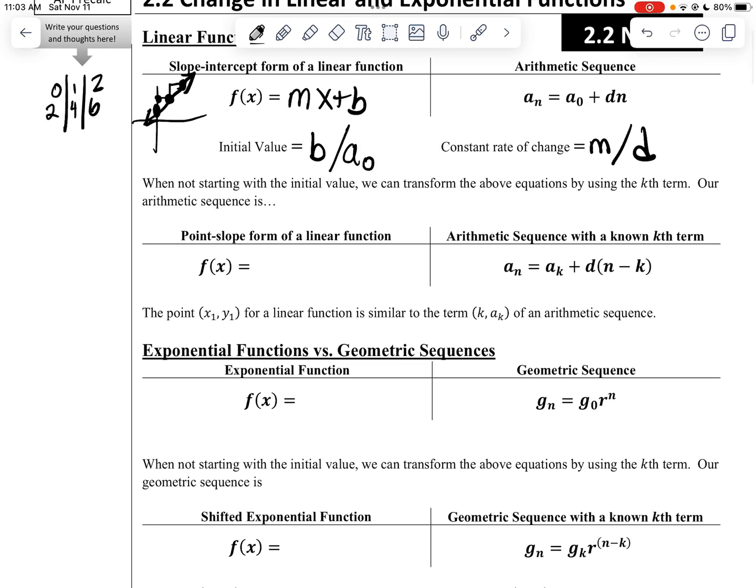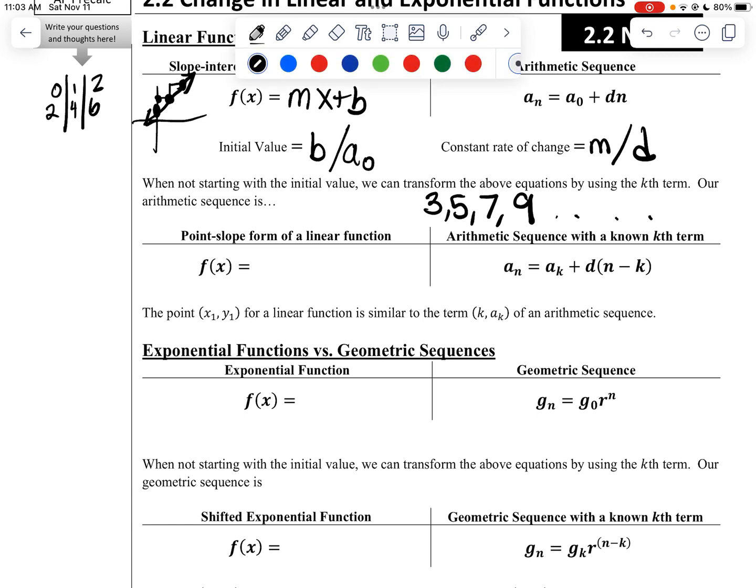So let me write a sequence here to remind us. Let's say we had 3, 5, 7, 9. If we were writing it before with our 0 term, we would go back and say that's 1, and we're going up by 2. So our equation would be 1 plus 2x. If we were to graph this, our y-intercept is 1, and then our next term is 3, and then 5, and we can say our slope is up 2 over 1.